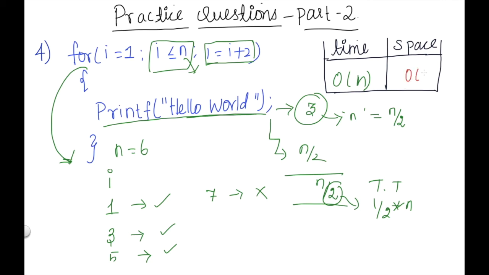And the space complexity is order of 1 because other than the input variable, we are having only one variable I that will take 1 unit of memory, and the total memory unit is also 1, which is constant. So the space complexity is order of 1.